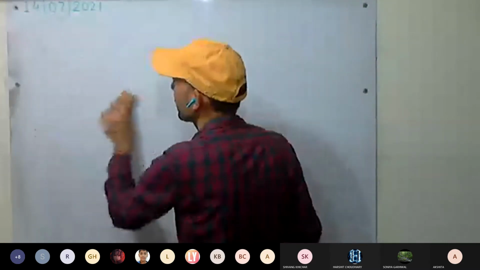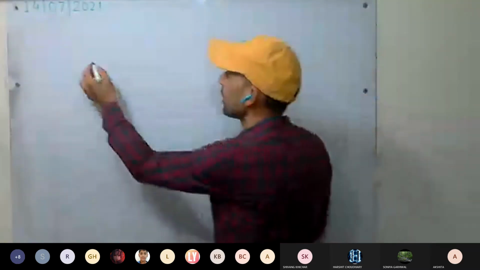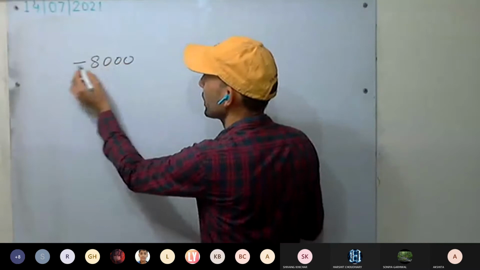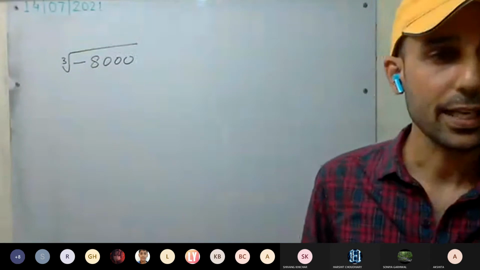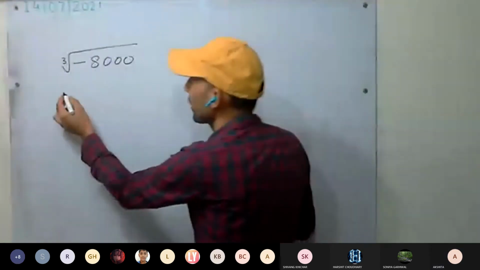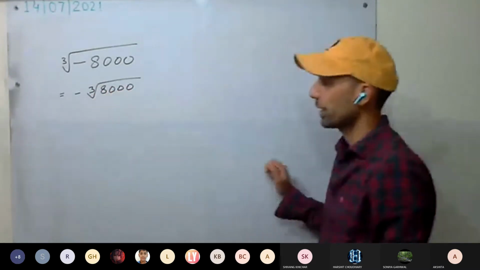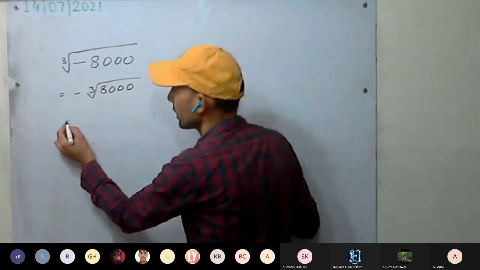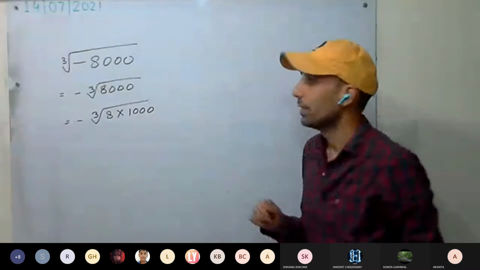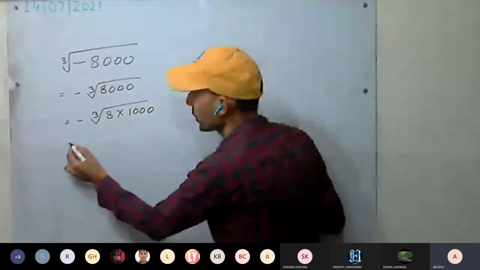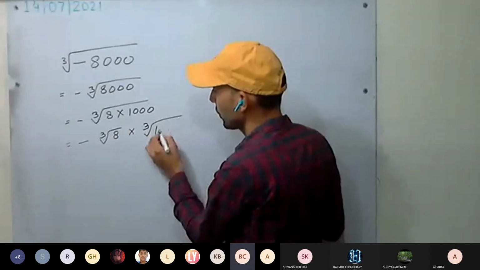Minus 8000. One must pay attention to this one. Minus 8000 and its cube root. So what should we get rid of first? The minus sign? Yes or no? So can we write it like this: minus cube root of 8000? Okay. Now what can we do? Minus cube root of 8 into 1000. Yes or no? Okay. This is equal to minus cube root of 8 into cube root of 1000.